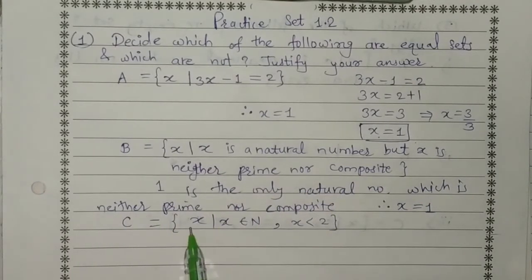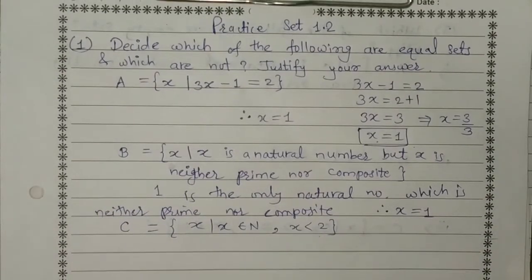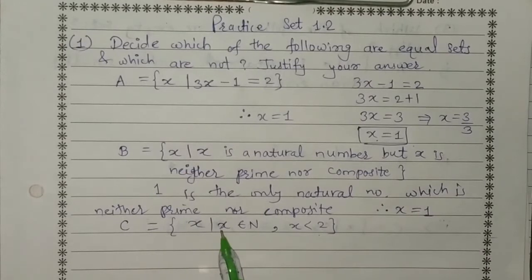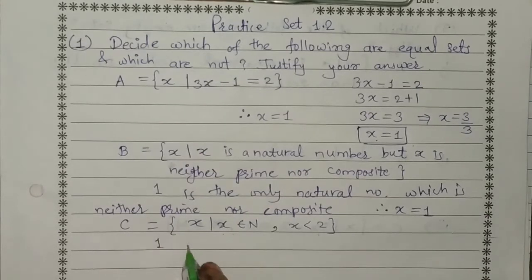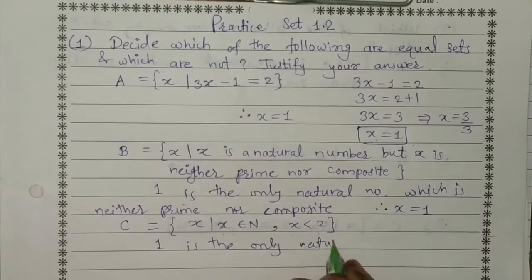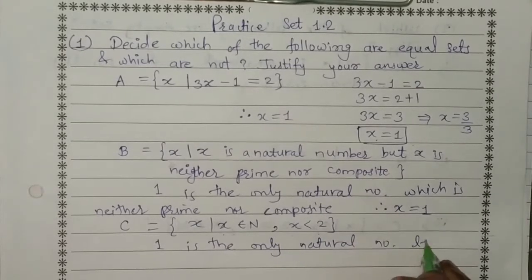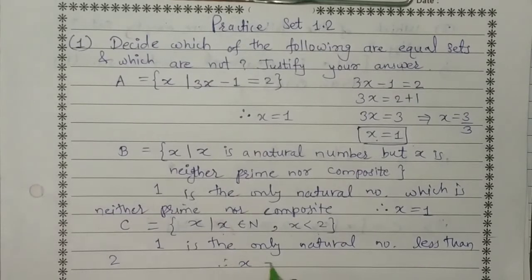Now moving to the next set C, x such that x belongs to natural numbers and x is less than 2. Dear students, the property of x here is that it is a natural number. The element of the set belongs to the natural numbers, and one more condition is that it is less than 2. So again, 1 is the only natural number less than 2. So here also x is equal to 1.